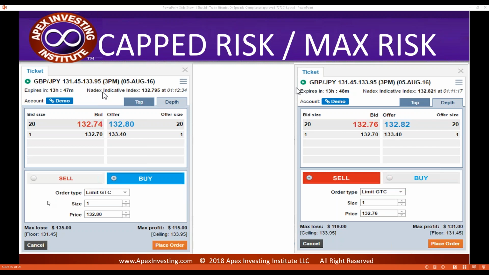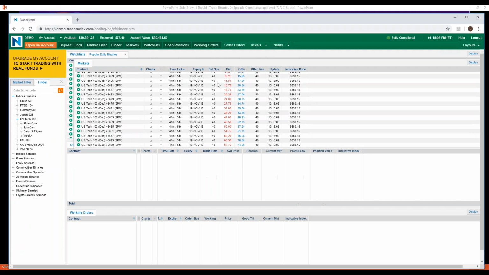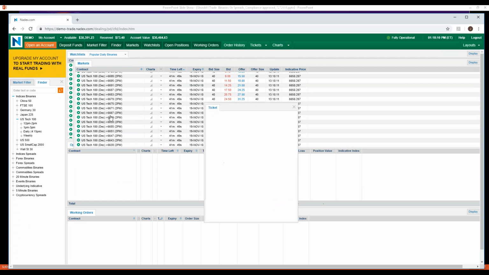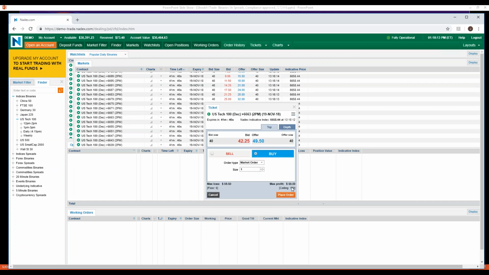Also notice, just in these examples right here, look at this maximum profit, $115, $131. What's my maximum profit on this binary right here, for example? $50. No matter what, the most a binary can be worth at expiration is $100, right? It's either 0 or 100. It cannot be worth more than 100 at expiration.